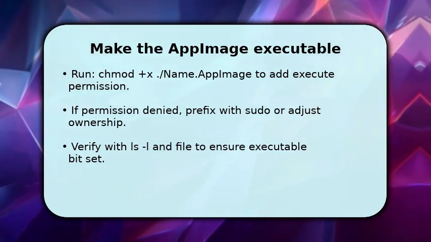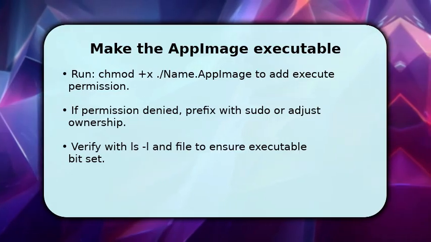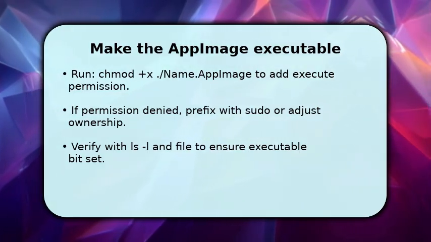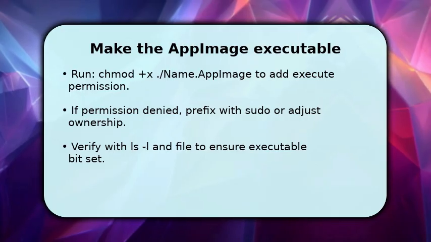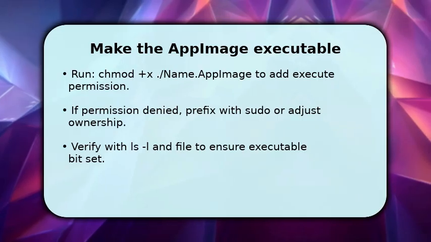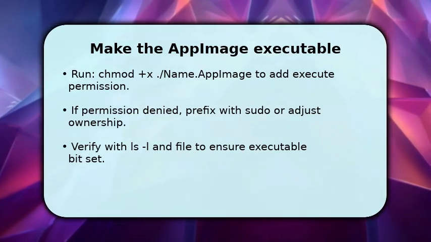If the command fails, use sudo or change ownership with sudo chown youruser:yourgroupname AppImage. This resolves permission restrictions from other accounts. Once done, verify with ls -l to see the x flag and use file name.AppImage to check it is a portable executable.